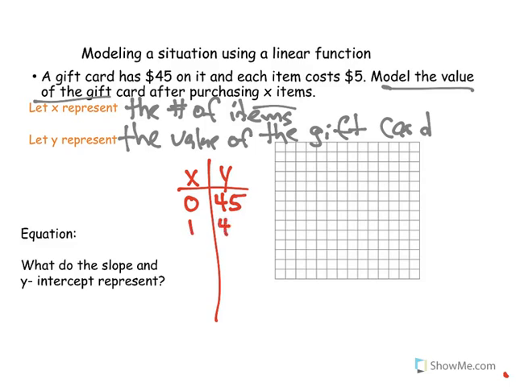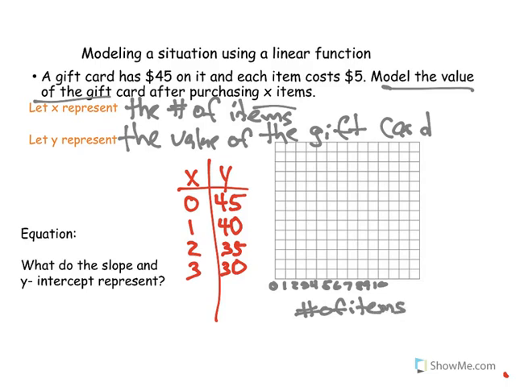Well, when they swipe my gift card, the balance is going to go down by 5 because that's the cost of the item. What happens if I do it again? Same thing. Okay? So we said we can label our x-axis still with 1s, that's probably going to make the most sense. Right, that's going to be number of items. And my y-axis, I'm going to want to go by 5s. All right, and that's going to be the value of the card.